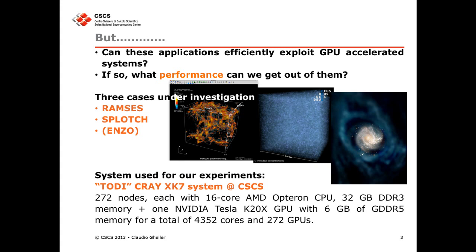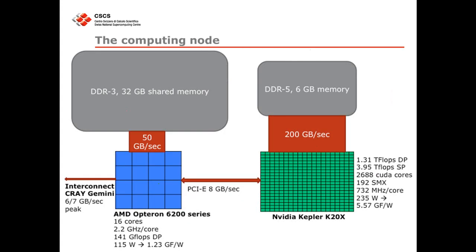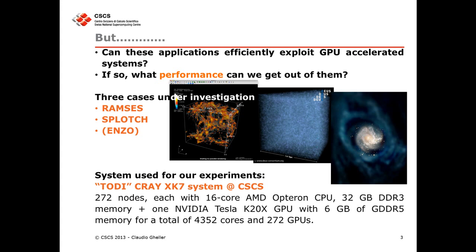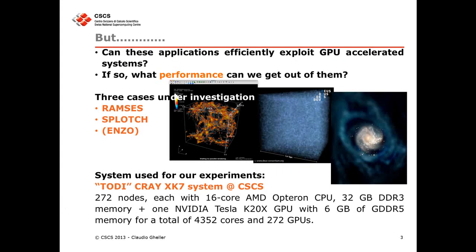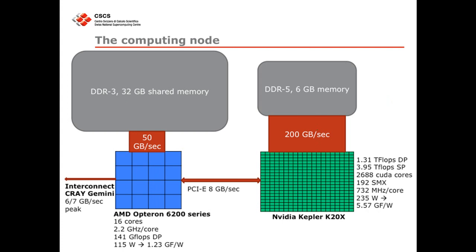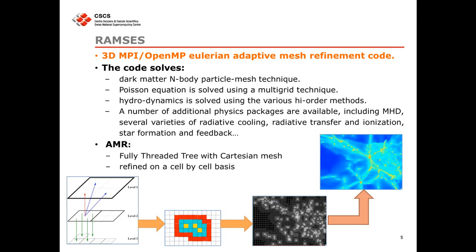We have developed, tested and benchmarked everything on our CSCS Cray XK7 system, and you can see here the characteristics of this machine. The computing node is schematically represented here. We have an AMD 16-core CPU on one side and a Kepler K20X GPU on the other side. And we have, I don't remember exactly, 272 nodes like this connected by a Gemini interconnect. But probably you know all the details of this kind of architecture very well, so I want to move directly to the codes under investigation.